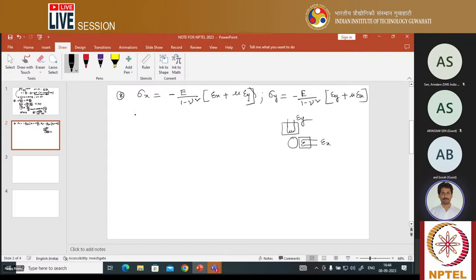Now you know these things. That means epsilon x is equal to sigma x by E minus mu into sigma y by E. How does it come, is it required to discuss? I think not required, because if I go into all these things, it will take a lot of time. Generally we know epsilon x is sigma x by E. Let us consider this is a bar. If this bar is subjected to some load, then what happens? Let us consider it elongates. I am showing it a little bit another way, then it will be more clear to you.